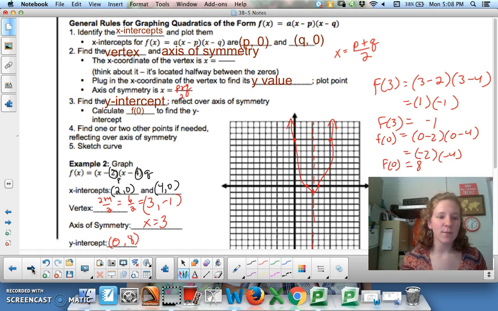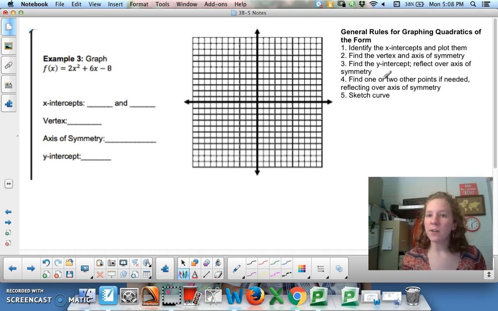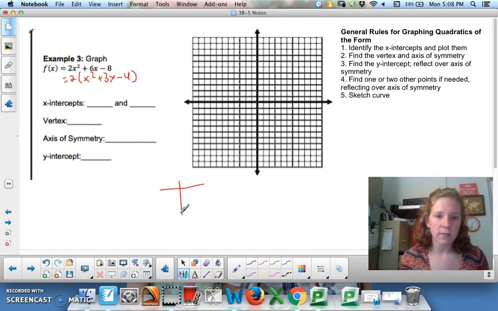All right, let's go ahead and do another example. I've put your intercepts here for you. So the first thing I'm going to do is try and factor this. I'm going to pull out a greatest common factor of 2 here, which leaves me with x squared plus 3x minus 4. I just divided each term by 2. And now when I factor this, I'm going to use some scratch paper down here. I want factors of negative 4 that add up to 3.